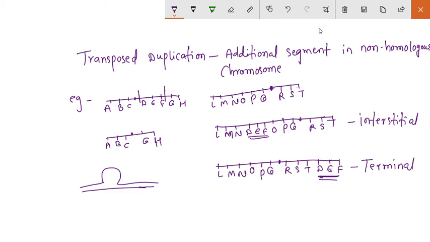Then the genetic effects. There are some examples. जेनेटिक इफेक्ट्स म्हणजे क्रोमोझोम मध्ये बदल झाला त्याच्यामुळे फिनोटायपिकली काय इफेक्ट दिसतो. So the first example is the bar phenotype in Drosophila.